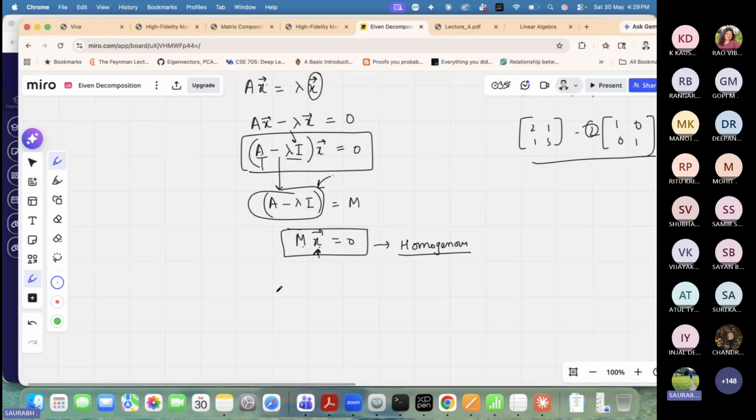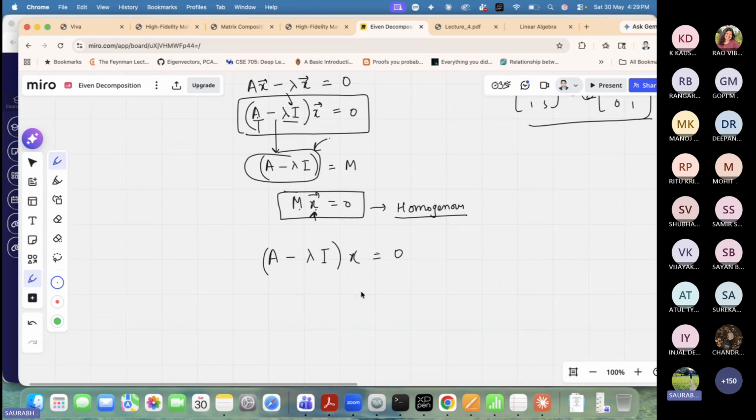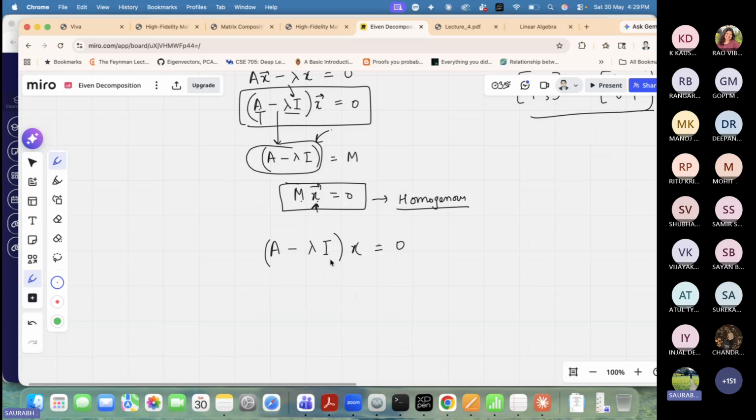Now we have gone to a place wherein I'm saying A minus lambda I times x is equal to 0. Now to solve this, to actually make it really easy to solve problems, we either solve it like this, or we can directly say determinant of A minus lambda I is equal to 0. And this is why we studied determinant just before eigenvalue decomposition.